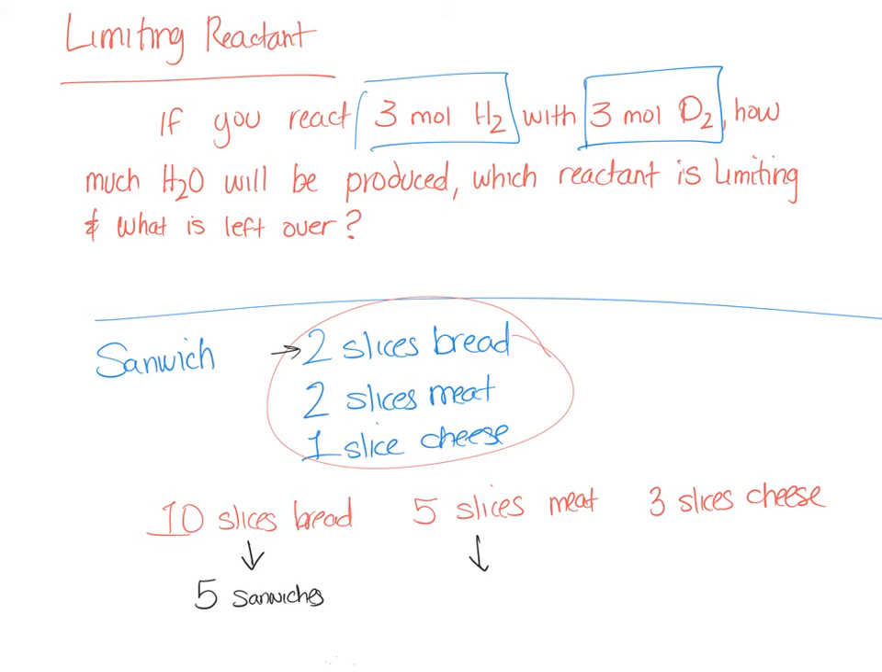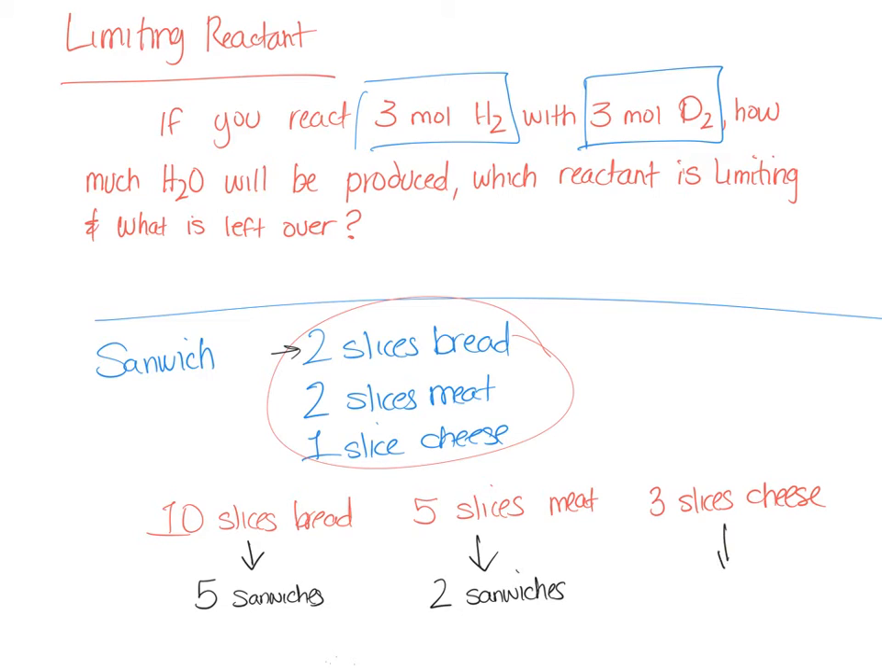For meat, well, that's not as good. Every sandwich needs 2 slices, and I'm not making half sandwiches, so I'm only going to be able to make 2 whole sandwiches based on my meat. Okay. 2 times 2 is 4. I'm going to need 4 slices, but I'll have extra. That's fine. I said you have to make whole sandwiches.